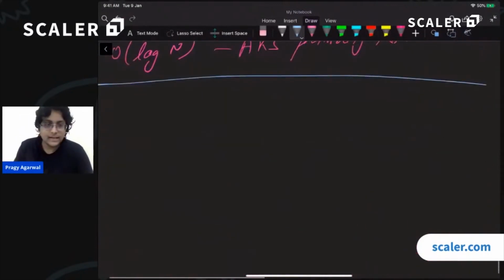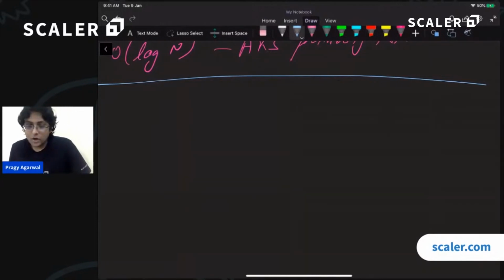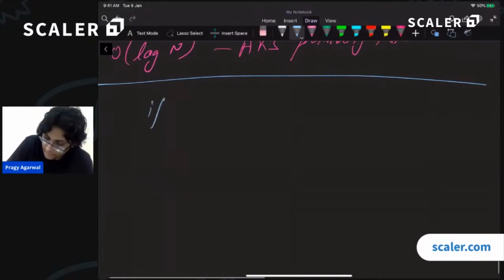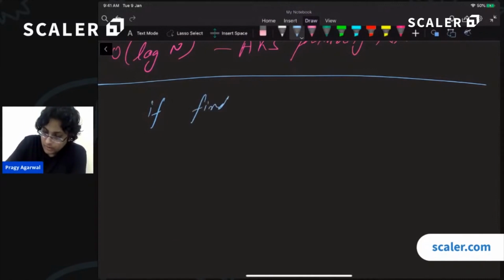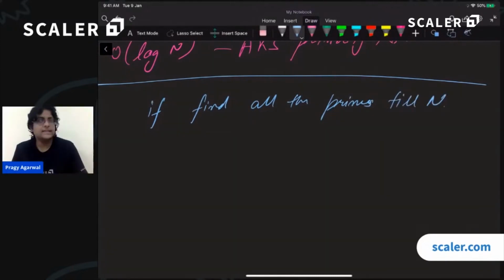Okay. Let us continue. So now we know how to check if a number is prime. Now a very common question comes up: if you had to find all the primes till n. So I give you a very, very large number n, let us say 1 million, and I ask you, find out all the primes till 1 million. How will we do that? Is the question clear?